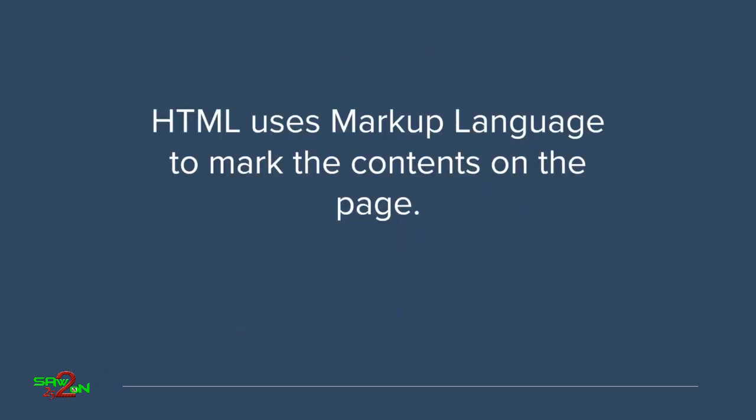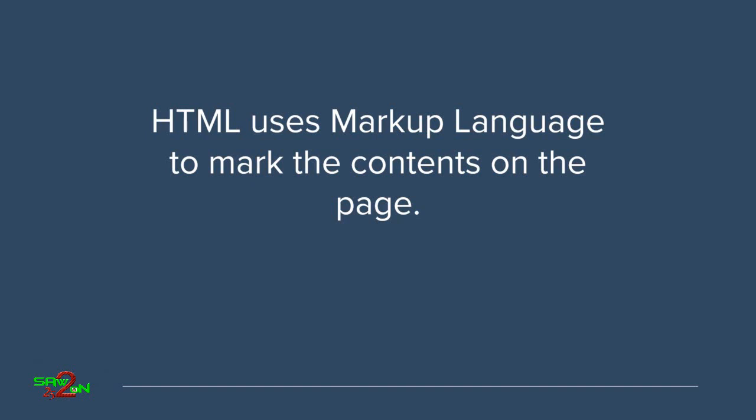HTML uses something called a markup language, and you can use the markup language to mark the content on the page. For example, if you want to display an image, you mark that as an image using the markup language and say, here I want to display an image. If you want to display a video from a server, you mark that up in the HTML page and say, at this point you should be displaying a video. All you're doing in HTML is marking up the content on the page.